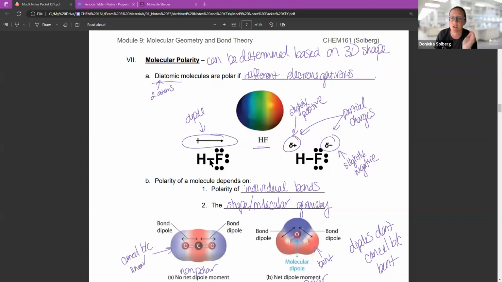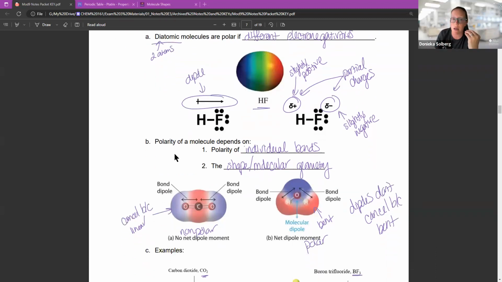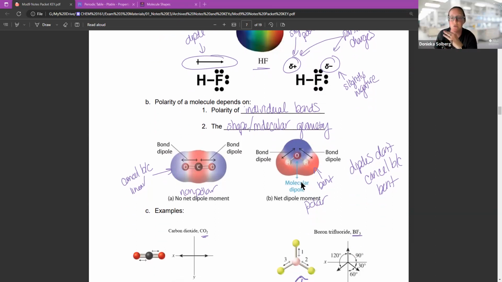All right, now that's easy if it's just one thing bonded to another thing. Right? If it's more than two atoms, however, the polarity of a molecule depends on the polarity of those individual bonds, but also the shape or the molecular geometry. So for example, when I'm comparing CO2 to H2O, well, CO2 is a linear molecule, 180 degrees. This bond dipole would be pointing toward the oxygen because oxygen is more electronegative than carbon.